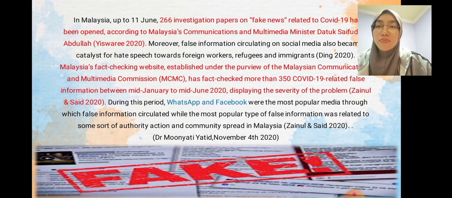In Malaysia, up to 11 June, 266 investigation papers on fake news related to COVID-19 have been opened. Moreover, false information circulating on social media also became a catalyst for hate speech towards foreign workers, refugees, and immigrants. During this period, WhatsApp and Facebook were the most popular media through which false information circulated, while the most popular type of false information was related to some sort of authority action and community spread in Malaysia.